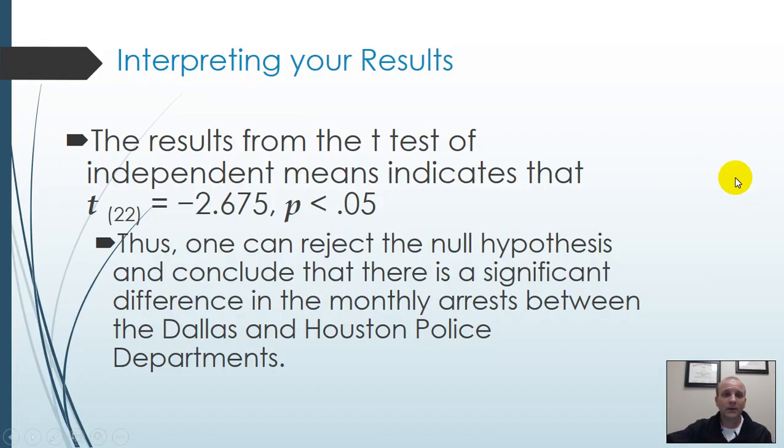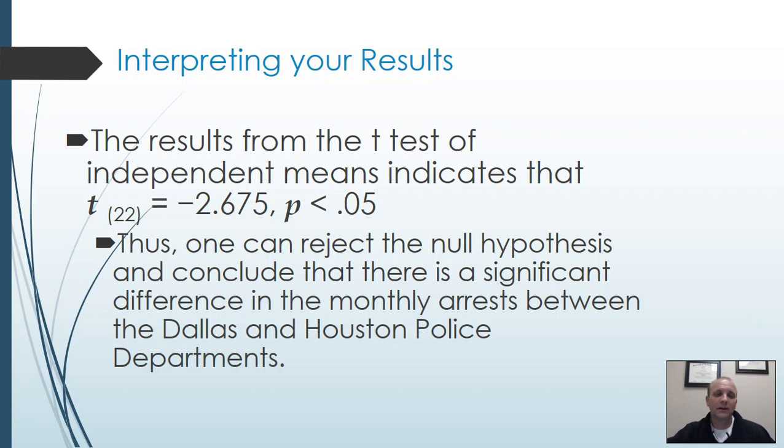And thus we conducted a t-test to see if there's a significant difference between the two. The results from the t-test of the independent means indicate that t, with the degrees of freedom of 22, equals negative 2.675. Thus, one can reject the null hypothesis and conclude that there is a significant difference in the monthly arrests between the Dallas and Houston Police Departments.